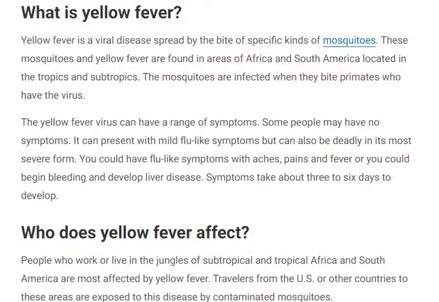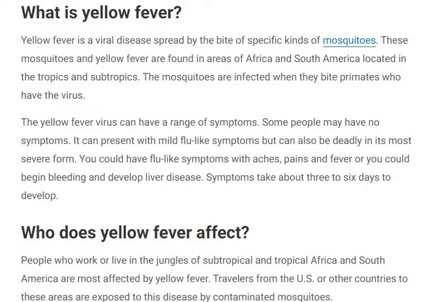Today we discuss yellow fever. The very first step is the introduction of yellow fever. Ladies and gentlemen, it's not a new term. It's very common. Yellow fever is a viral disease spread by the bite of specific kinds of mosquitoes. These mosquitoes and yellow fever are found in areas of Africa and South America, located in the tropics and subtropics. The mosquitoes are infected when they bite primates who have the virus.